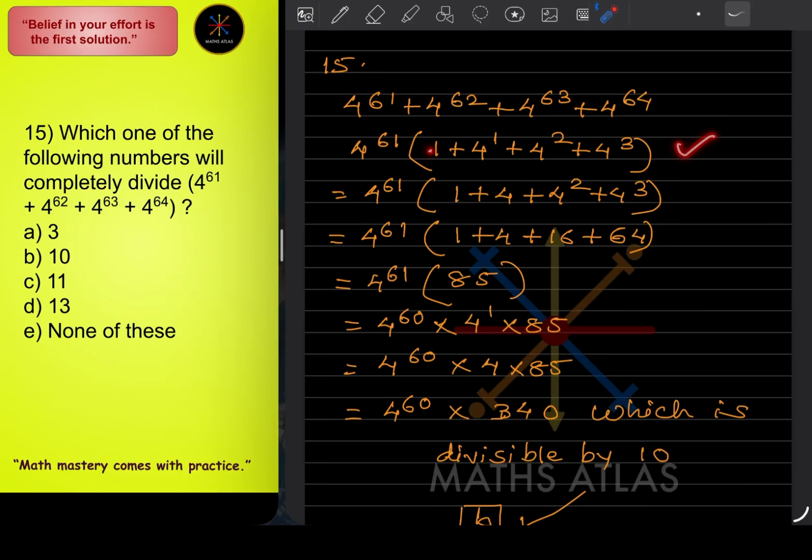Here, always write the 1, this is very important, because 4^61 times 1 is 4^61. Now 4^1 means anything raised to 1 is the same, so that is 4. 4^2 is 4 times 4, which is 16. 4^3 is 4 times 4 times 4, which is 64. When you add these, 1 plus 4 plus 16 plus 64, that will be 85.